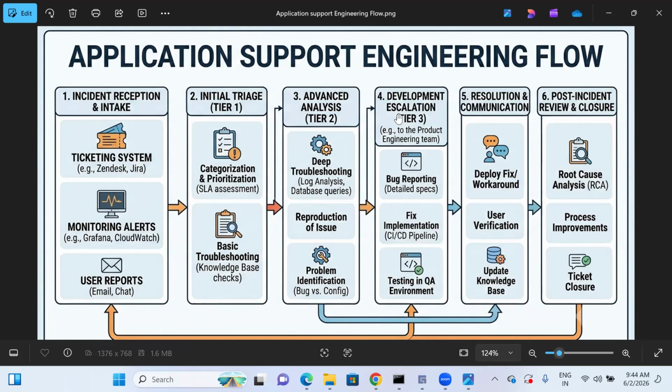As an application support engineer, understanding the flow process is important. For the different tools, we use Grafana sometimes, and Jira at general intervals. We also use CI/CD pipelines, DevOps pipelines, for which we use Azure DevOps. For root cause analysis, we have different techniques, like the fishbone diagram, which we can use.